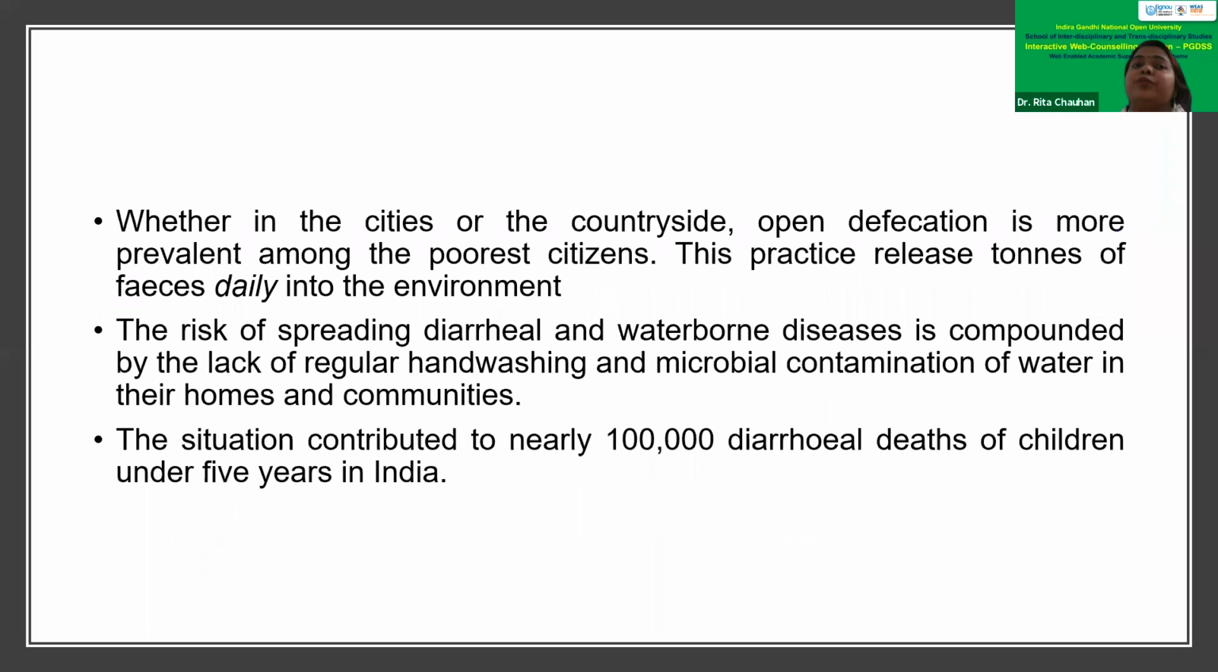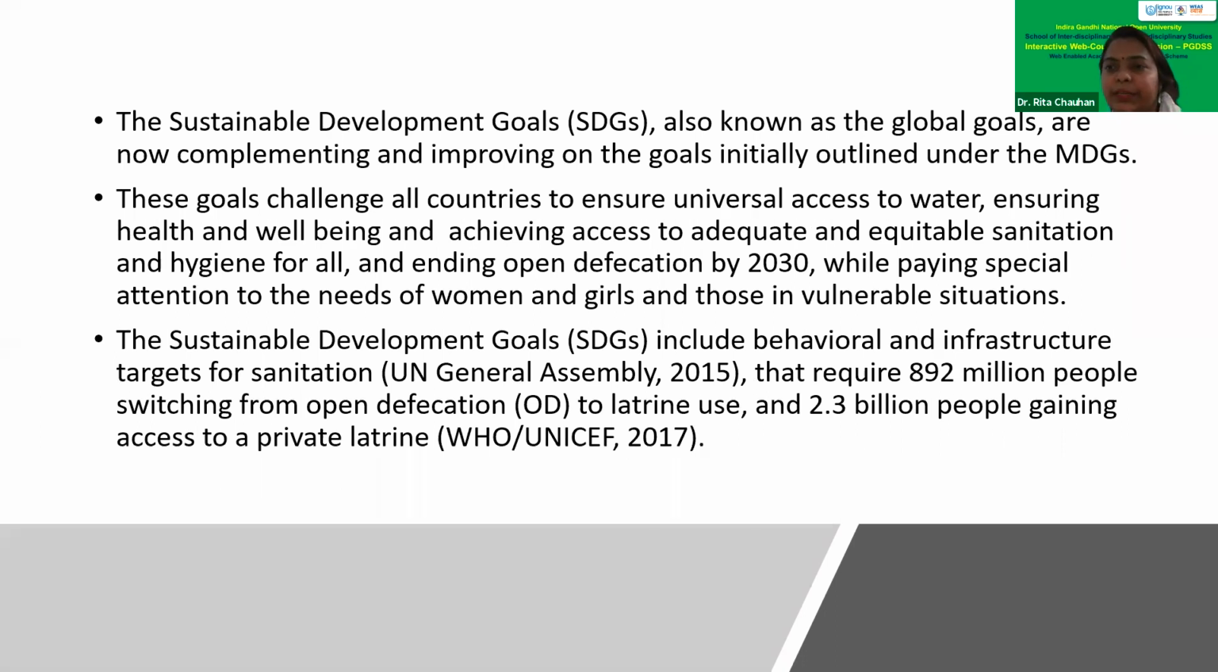Open defecation is again one of the most prevalent problems which needs to be taken care of, though we have made a lot of progress now. So now we come to the Sustainable Development Goals, which are also called the global goals, ensuring universal access to water, ensuring health and well-being, and achieving access to adequate and equitable sanitation and hygiene for all. Our Sustainable Development Goals of 2015 have a target of ending open defecation by 2030. And it will look into all aspects of access to water, health, sanitation, and hygiene for all.